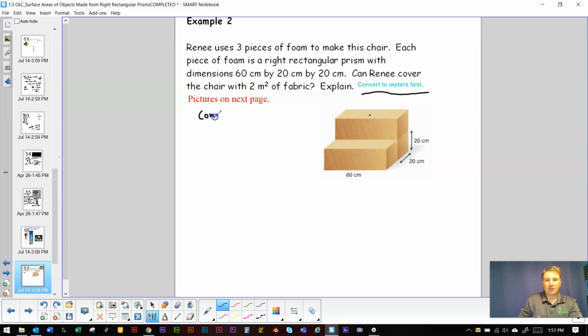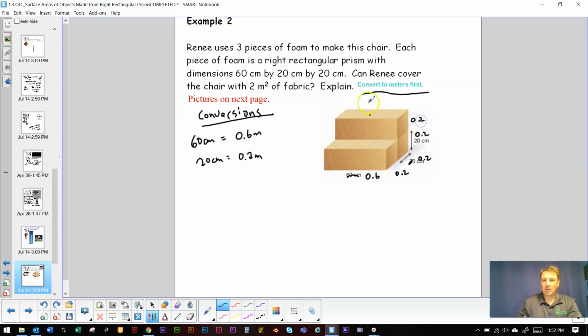So what we're going to do first is conversions. Okay, 60 centimeters. There's 100 centimeters in a meter, so I just really have to move the decimal 2 places, and I get left with 0.6 meters. So I've converted that to meters. The other sides are both 20 centimeters, so that's going to be 0.2 meters for both of those. That should make our life a little easier, and if you want, you can just get rid of this and say 0.6 and 0.2. This one's also 0.2, 0.2, 0.2, 0.6.